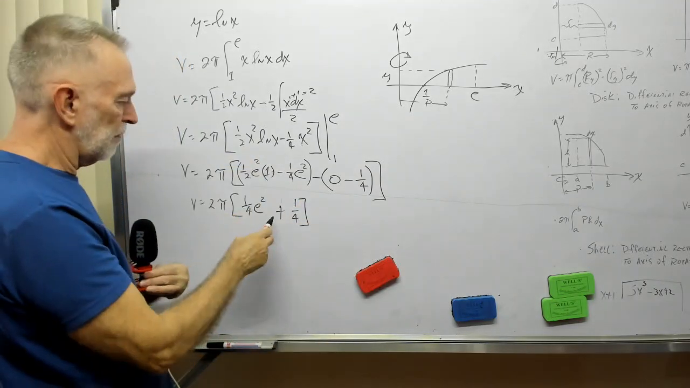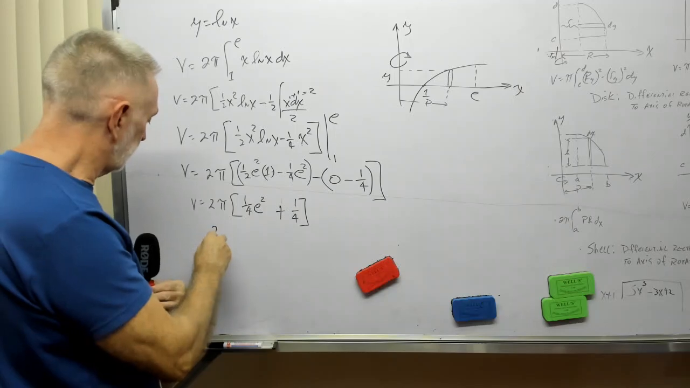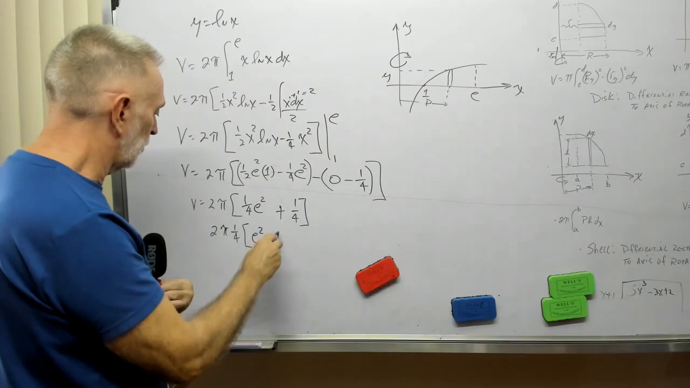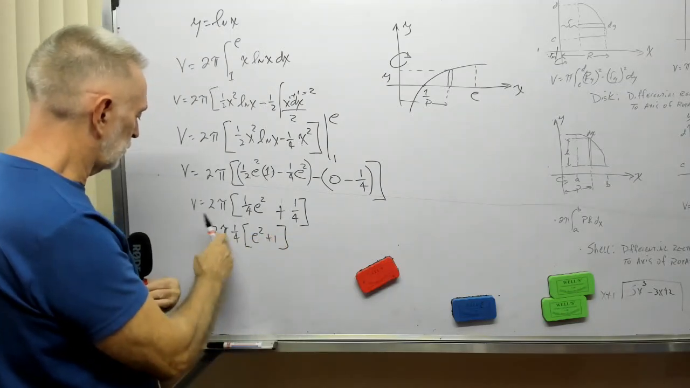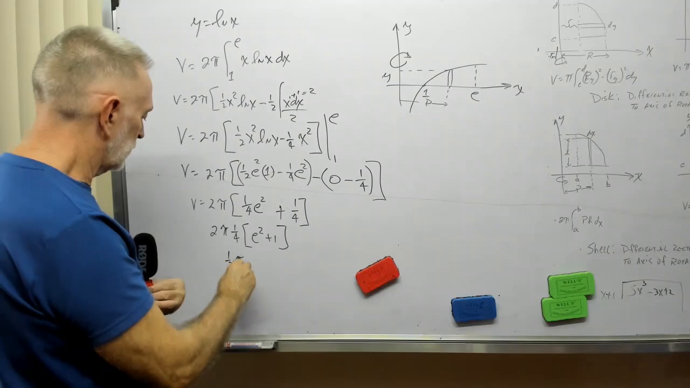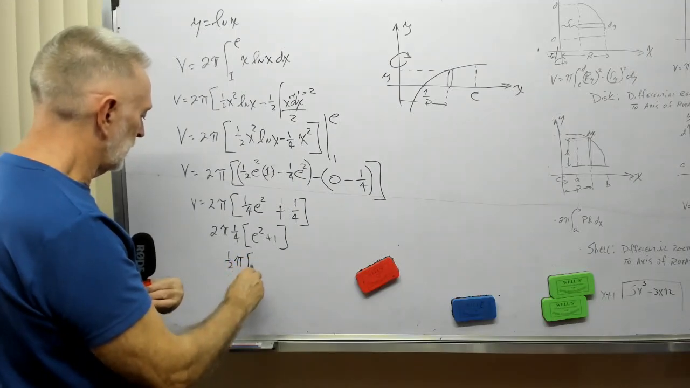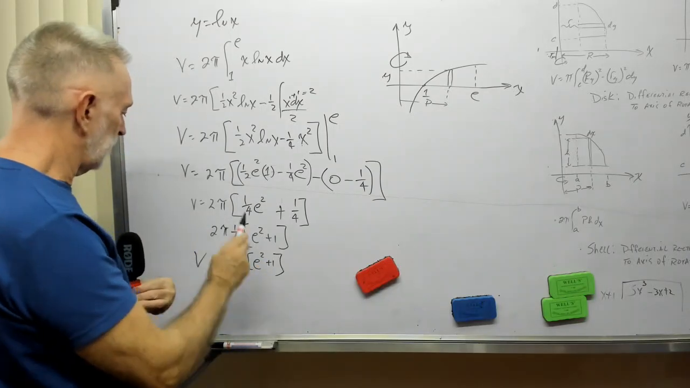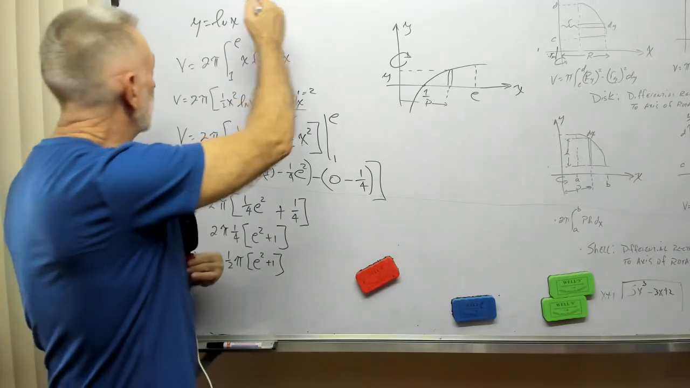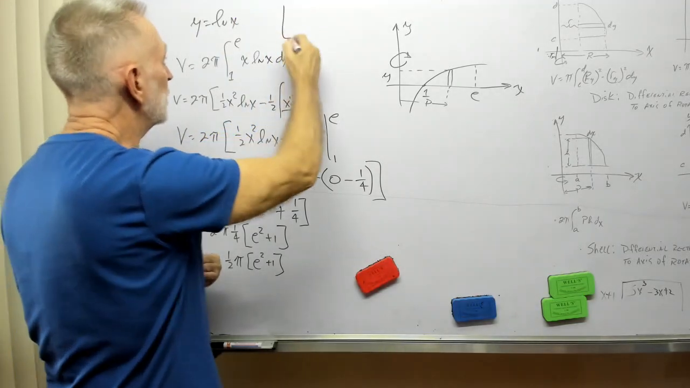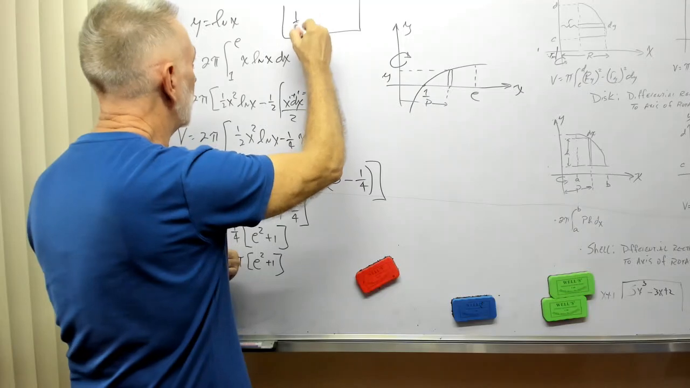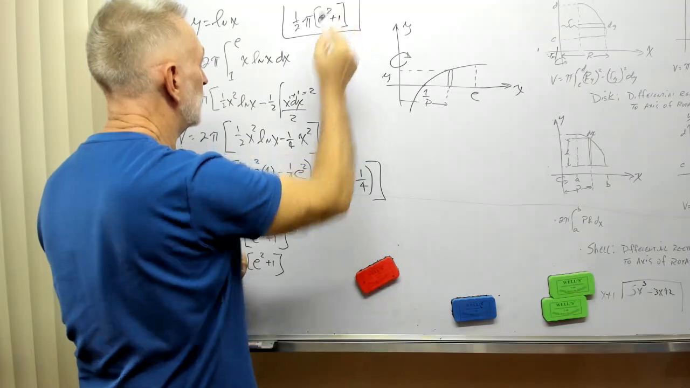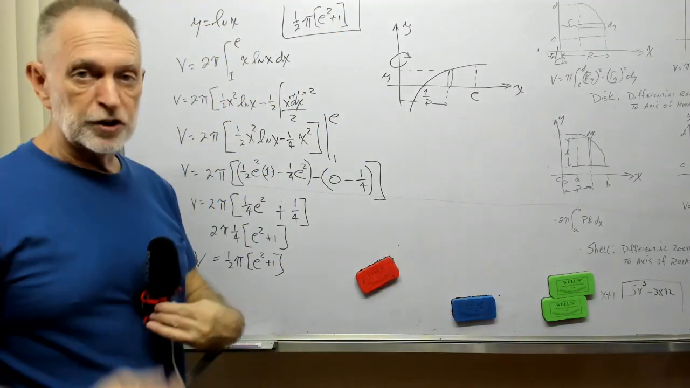I'm going to factor out the 1/4. So I have 2 pi times 1/4 times (e squared plus 1). Okay, and then 2 over 4 is 1/2. So I have 1/2 pi times (e squared plus 1). That is my volume. I'm going to write that up here somewhere. So my volume in that method was 1/2 pi times (e squared plus 1). All right, that was the shell method.